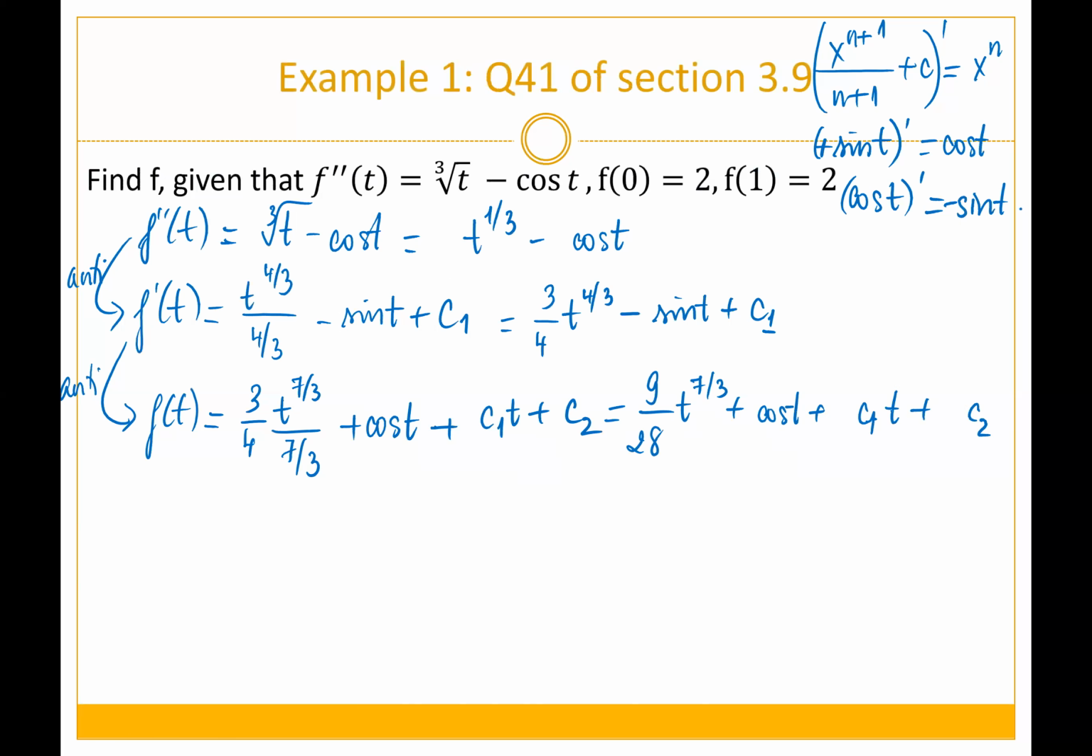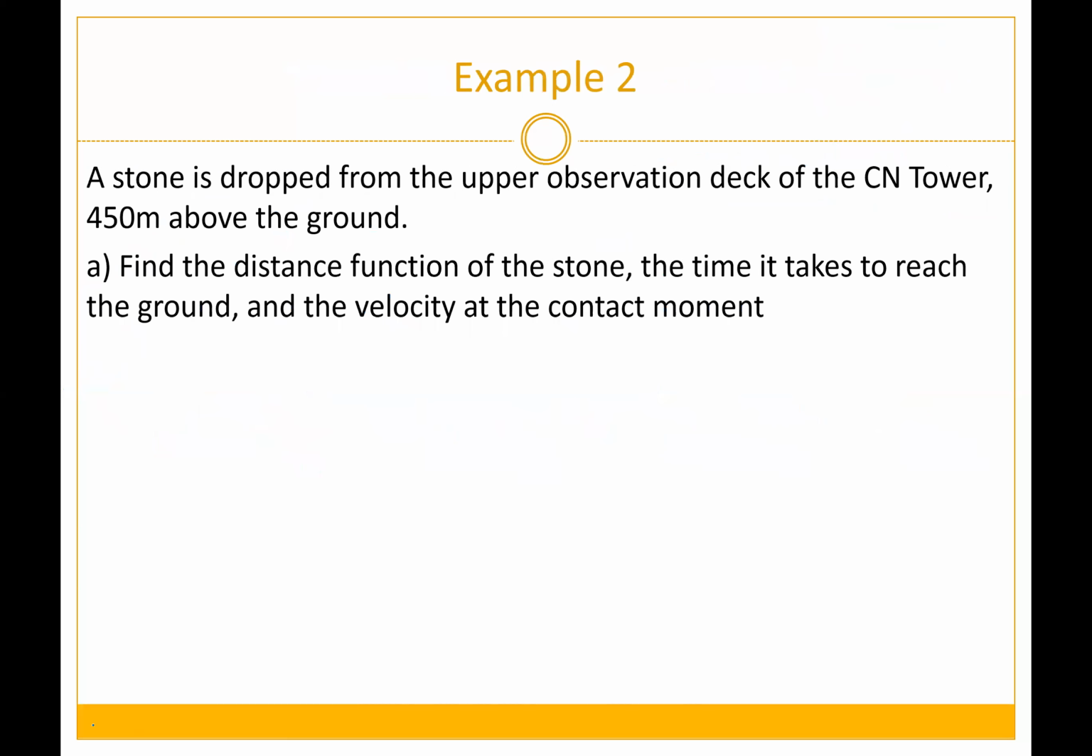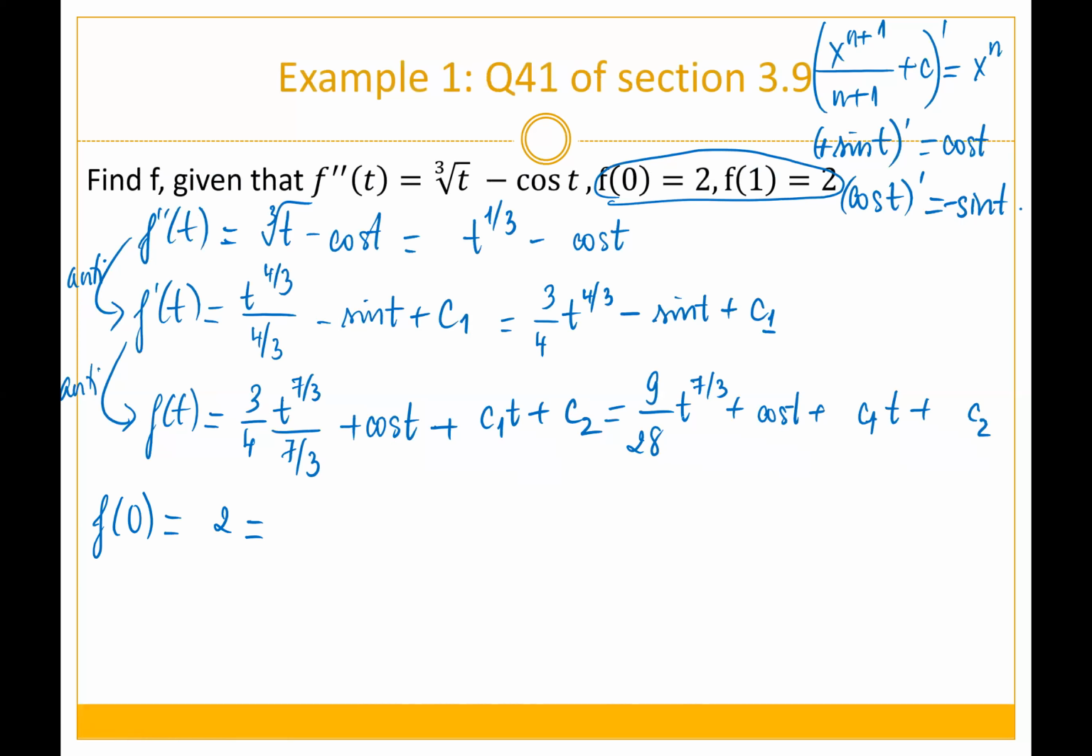So now you see that you have two constants and you don't have any values yet. That's when you start to use the conditions. When you're asked to find the antiderivative of something, you're usually going to be given the derivative of that function, and then you're going to need some initial points of the function to find all of the constants. So say you have f of 0 is 2, which equals 0 plus cosine of 0, which is 1, plus 0 plus c2.